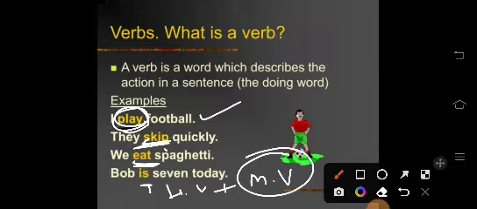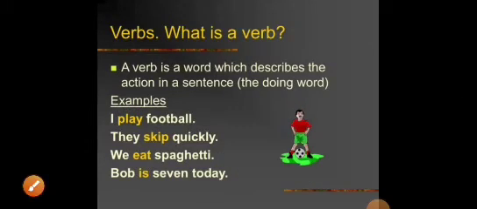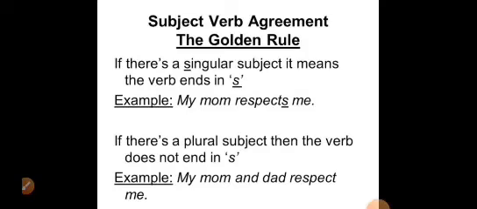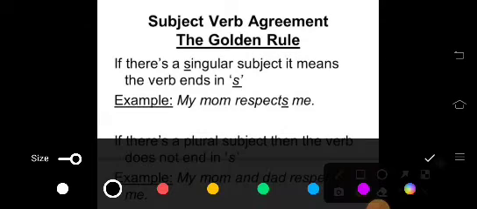They skip quickly. If we eliminate this word skip, then our sentence is incomplete. We can't even determine what message the sentence wants to convey. So the main verb conveys the main message, the main action that has been talked about in the sentence. We eat spaghetti. What do we do? We eat spaghetti. So eating is the main verb over here. I hope you understood well what a verb is and what a subject is. These were the two basic terms that you must know before going to subject verb agreement.